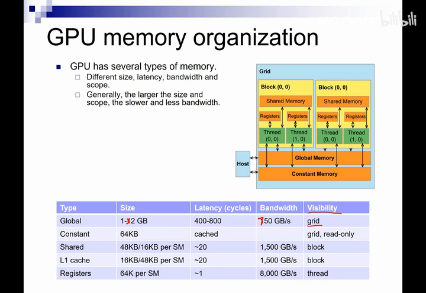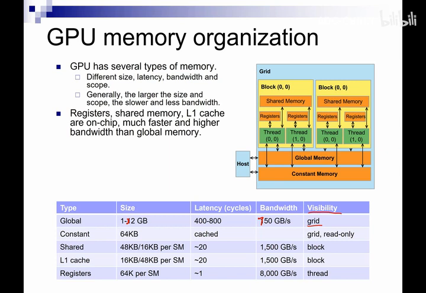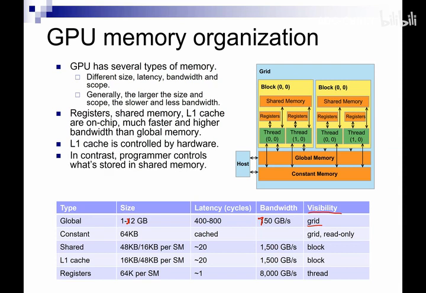So in fact, you can configure at runtime how much of the 64 kilobytes you want to be shared memory versus the L1 cache. The L1 cache is just like a cache: it stores data that's been recently used, and it evicts data when you're out of space. This eviction is controlled by the hardware. On the other hand, the shared memory is controlled by the programmer, so the programmer can decide exactly what to put into it.